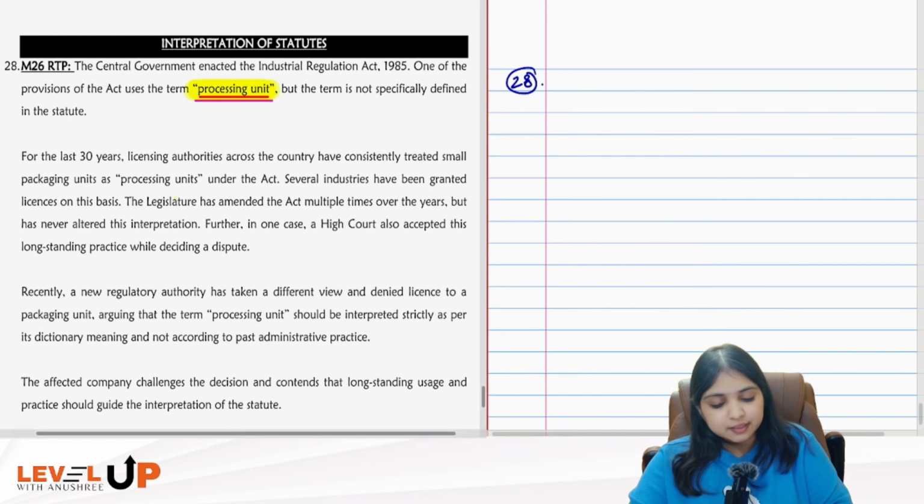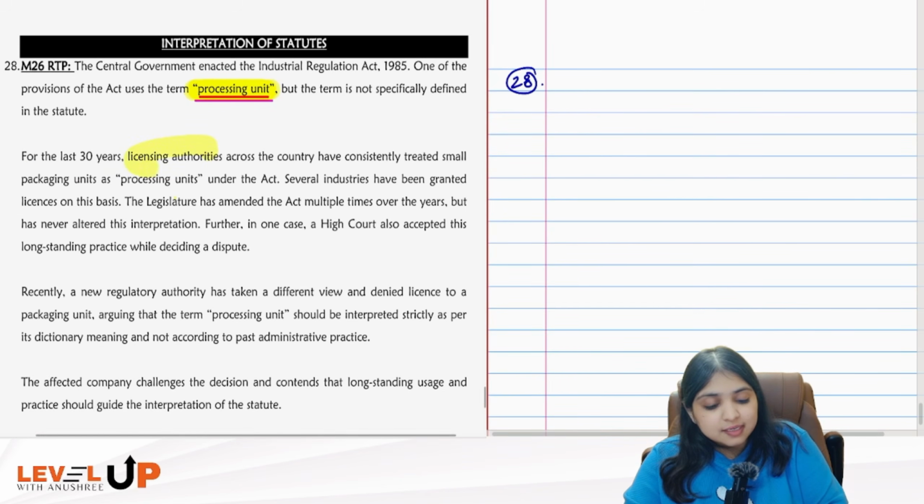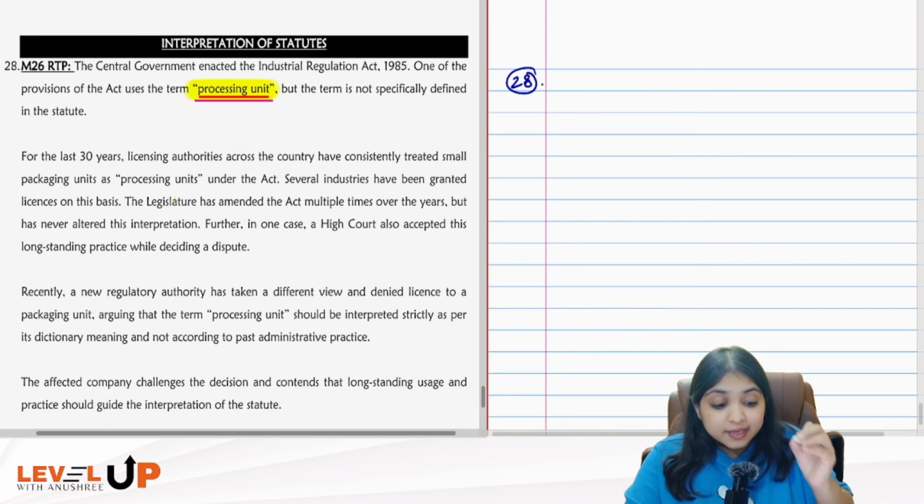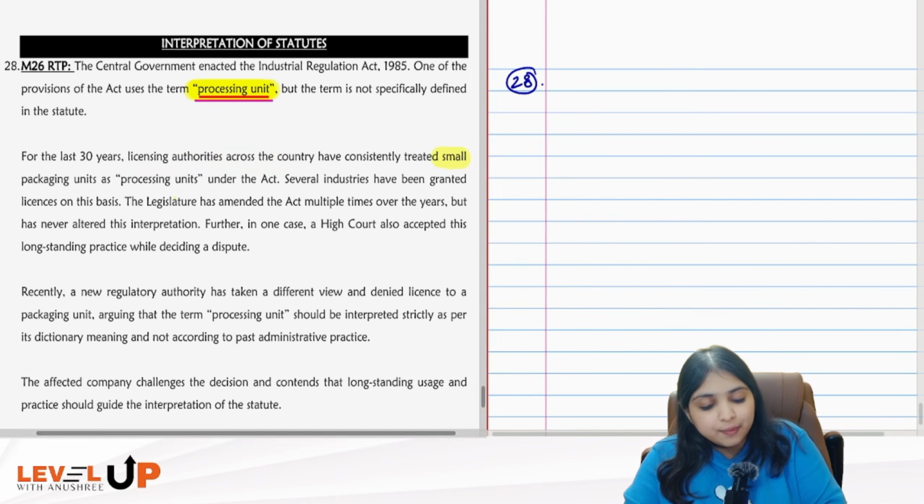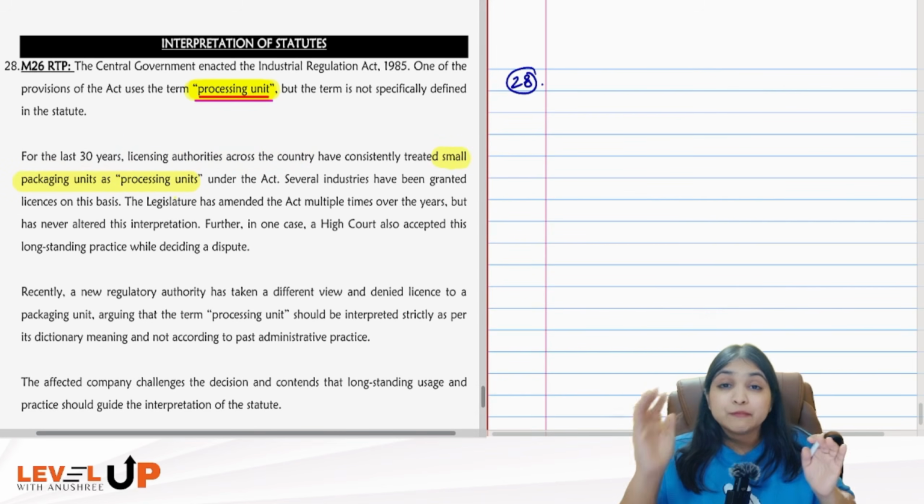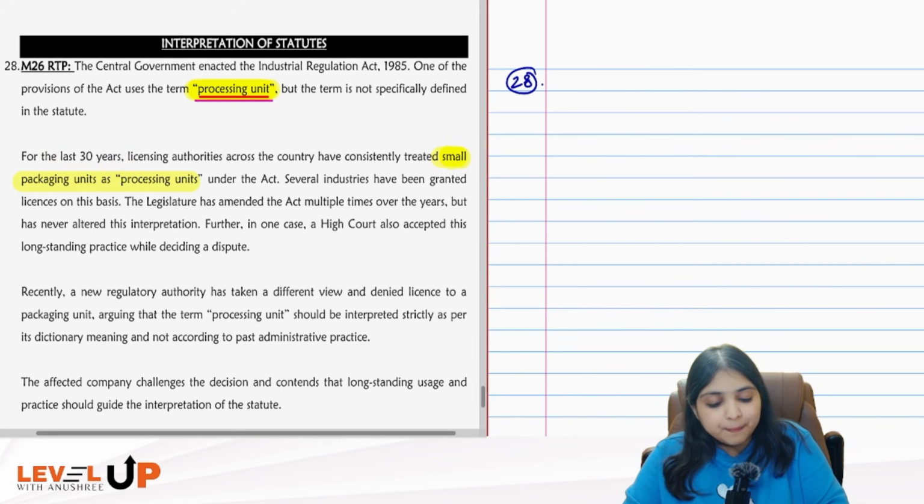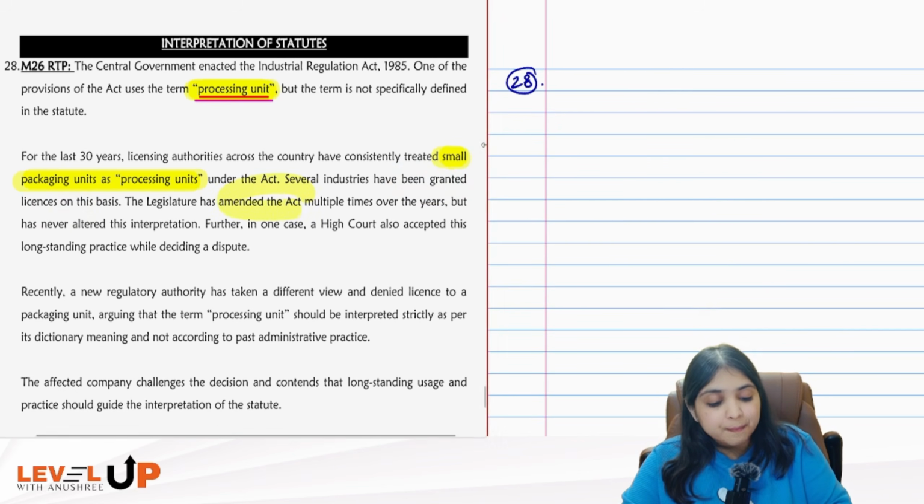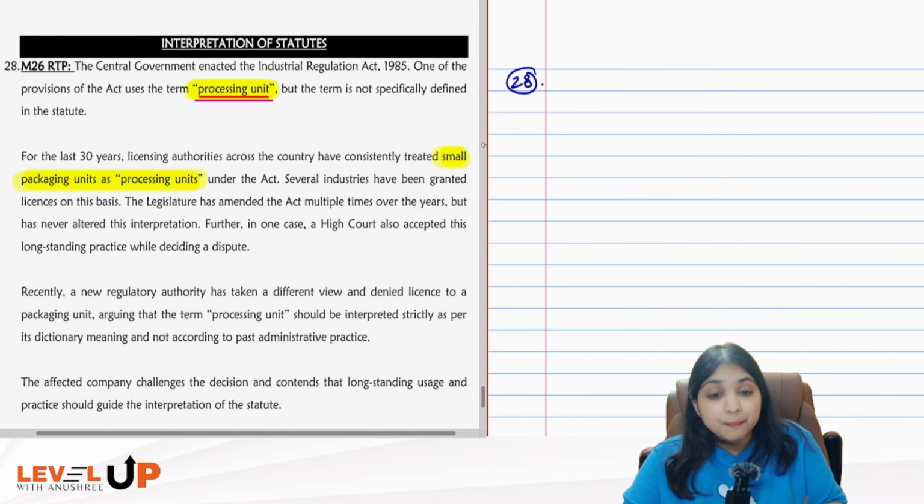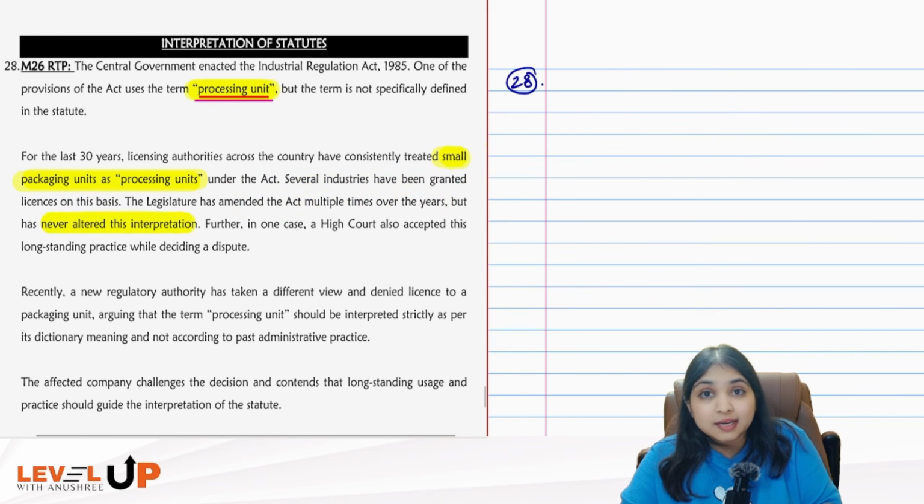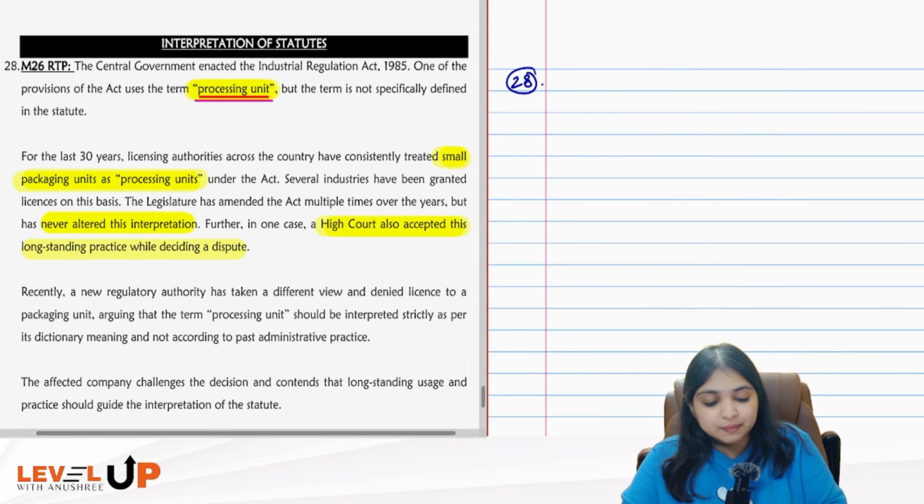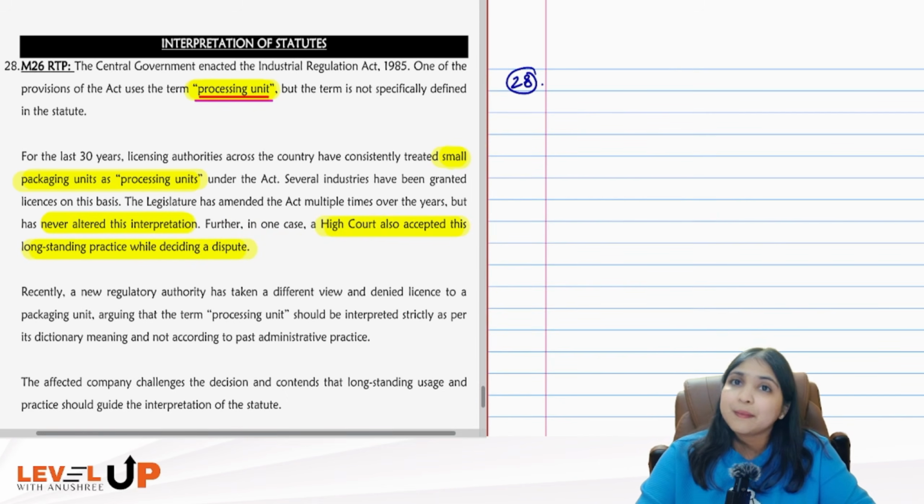Alright, so what happened is, for the last 30 years, licensing authorities across the country have consistently treated small packaging units as processing units. Last 30 years, it's not a small period of time. For 30 years, we have treated small packaging units as processing units. Several industries have been granted license on this basis. Legislature has amended the Act multiple times over the years, but it has never altered this interpretation. Further, in one case, High Court also accepted this long-standing practice while deciding a dispute.